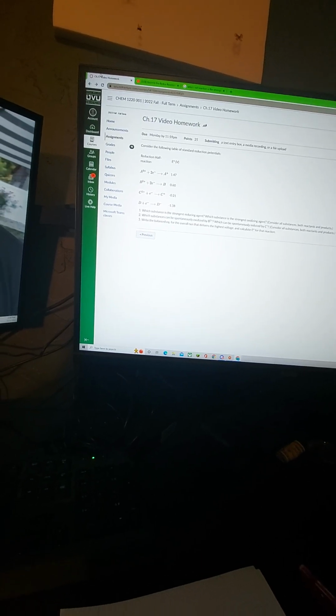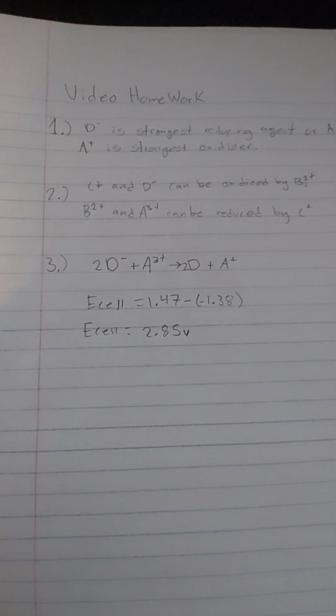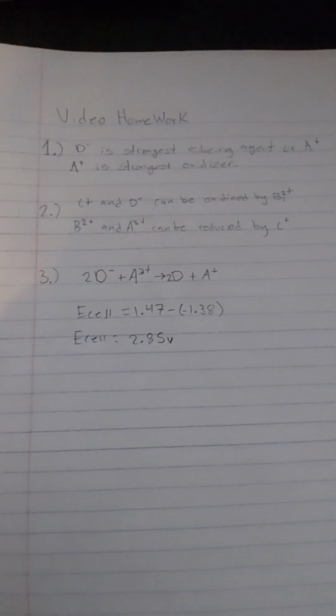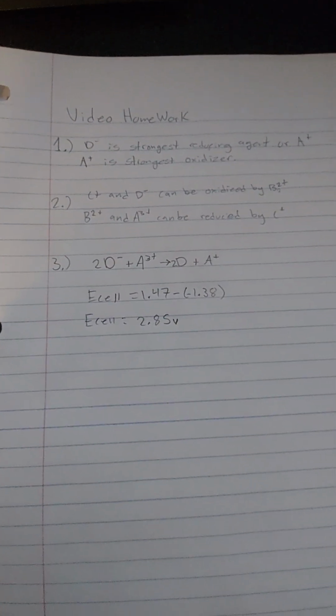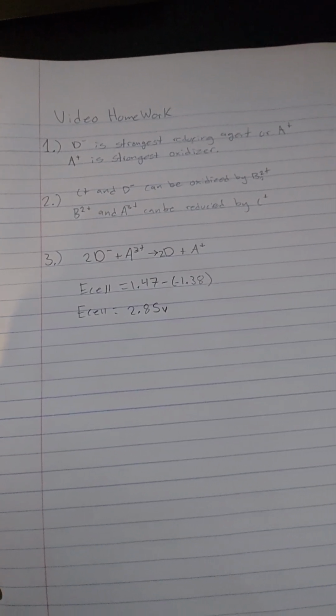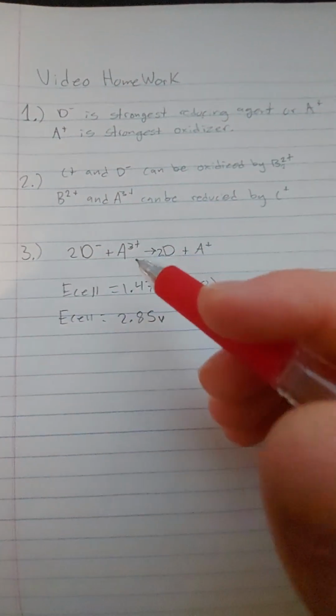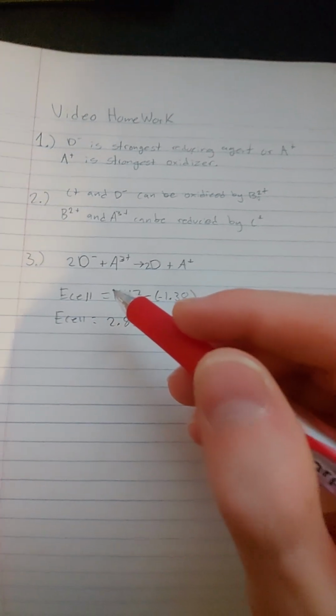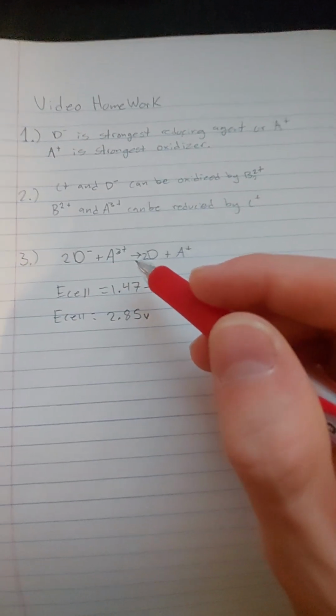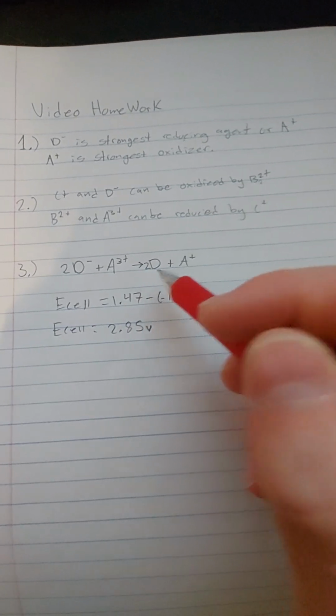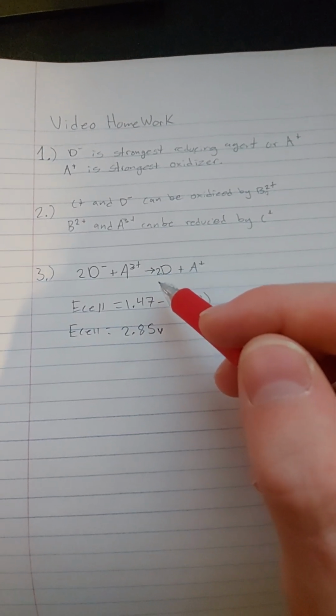And then number 3, write a balanced equation for the overall reaction that delivers the highest voltage. And so here I have written out, basically you're going to want the greatest difference in cell potential. So I picked A3 plus, and then the D minus. So basically you're going to have D minus giving up electrons to the A element, therefore reducing it. And so the D is the thing that's being oxidized here.